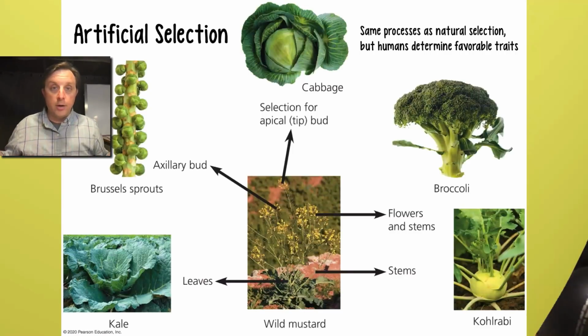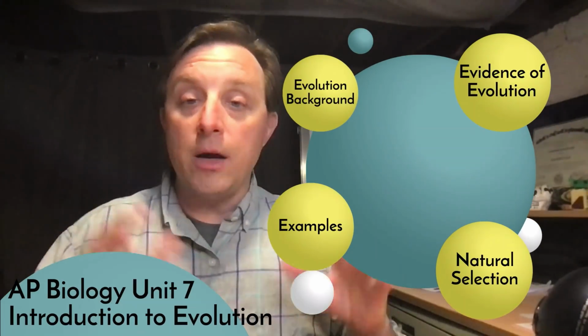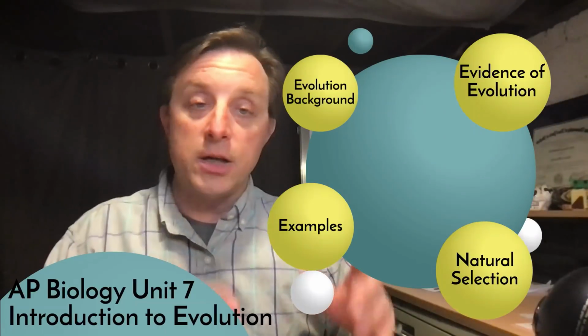So here, these 5 crops all came from the same ancestral wild mustard plant. And the reason that they are different is through artificial selection. They were bred, they were artificially selected by early farmers to show these certain traits, but they all came from the same ancestral species.